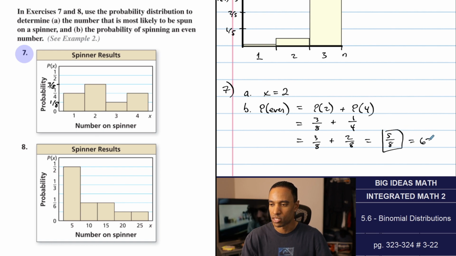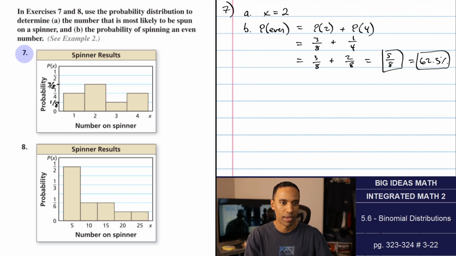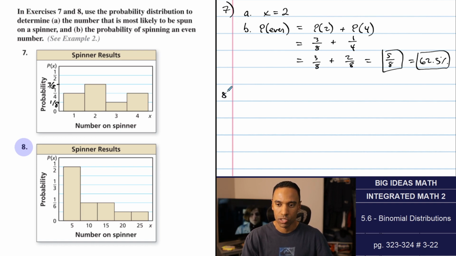5/8 probability. If we want the decimal, that's 62.5%. I know my 5/8 decimal. I know my 8ths decimals very, very well. So 62.5% likelihood of landing on an even number based on the spinner. Number 8. Same 2 questions, right? The numbers on the spinner this time are 5, 10, 15, 20, and 25. There's no in-betweens there. So for part A, the most likely thing to land on here is 5.